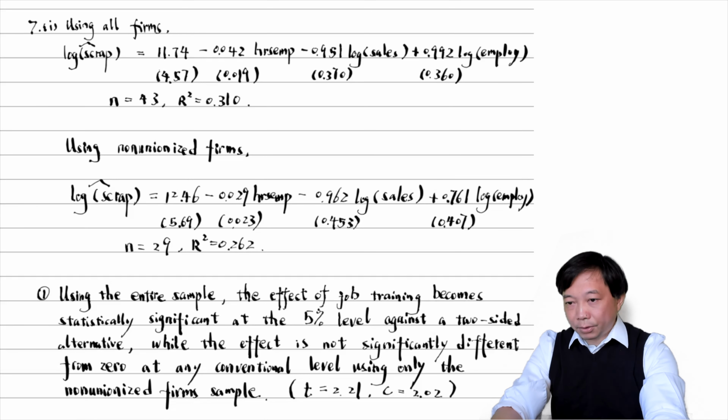The t-statistic is above the critical value. Using the entire sample, the effect of job training becomes statistically significant at the 5% level against a two-sided alternative. By contrast, the effect is not significantly different from zero at any conventional level using only the 29 non-unionized firms.